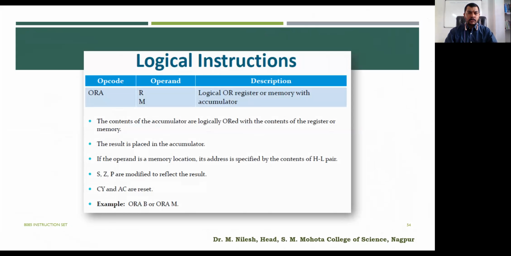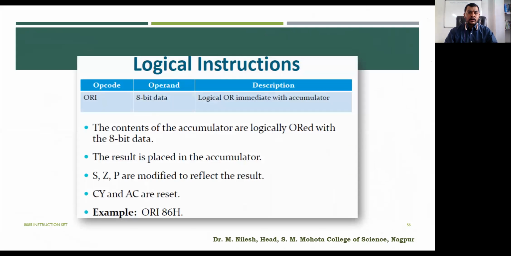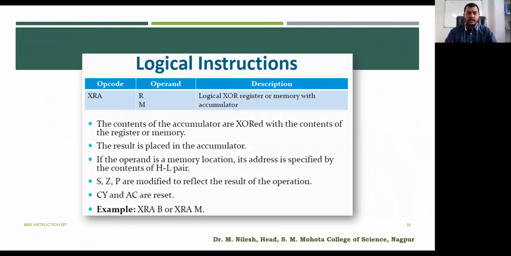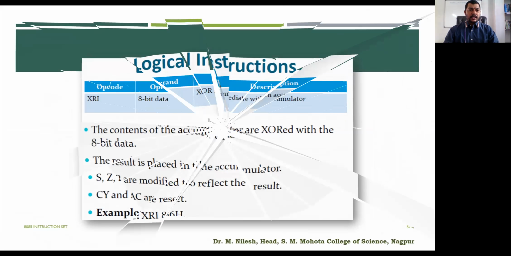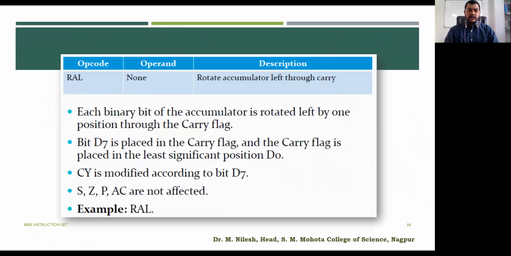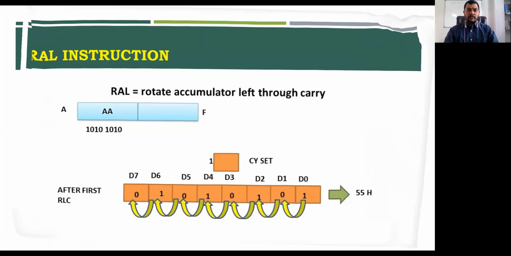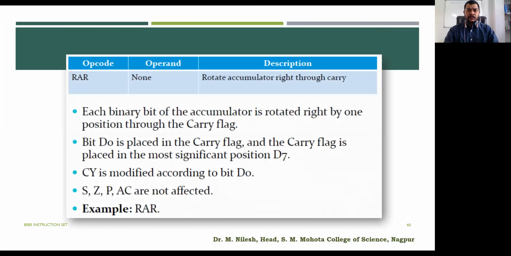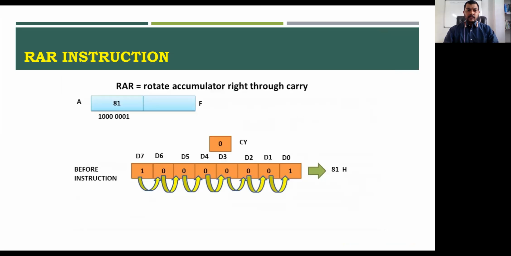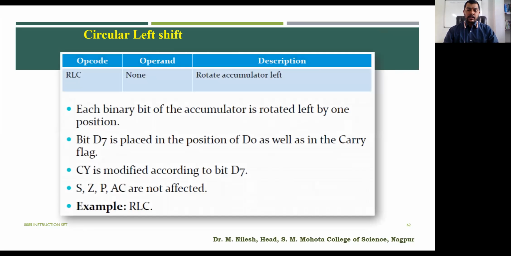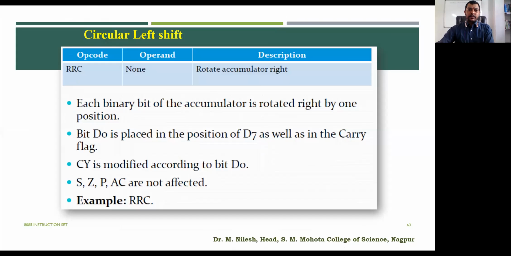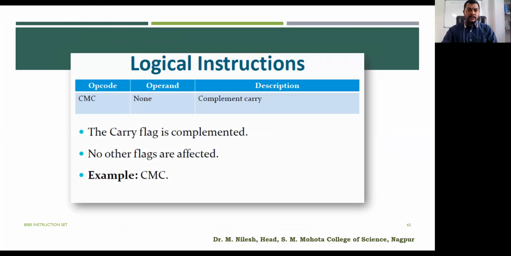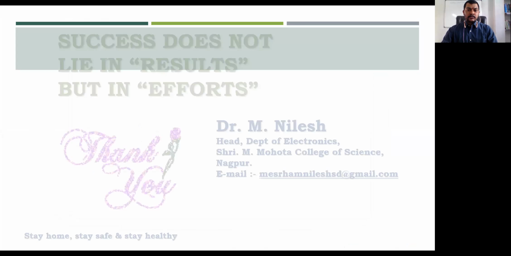And the ANI operation. Then we have OR, logical OR. Then we have ORI. Yes. Then we have XRA. Then XRI. And then we have some instructions like RAL, rotate accumulator left through carry. Then we have RAR, that is rotate accumulator right through carry. Then we have RLC, that is rotate only the accumulator without carry, right? So this is over there, and RLC, RRC, these are some instructions, and complement carry, set carry, and then okay.